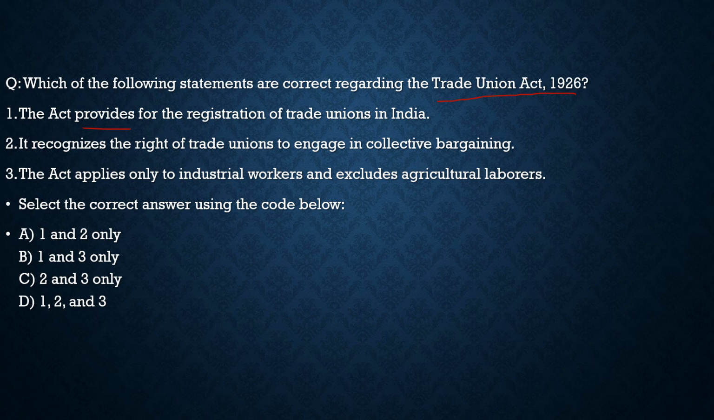It says the act provides for the registration of trade unions in India. 100% correct. Second, it recognizes the right of trade unions to engage in collective bargaining. 100% correct. The act applies only to industrial workers and excludes agricultural workers. No, in India it applies to both industrial as well as agricultural workers. So with respect to this question, the correct statements are statement 1 and statement 2 only. With this, let's move to another question and try to solve that.